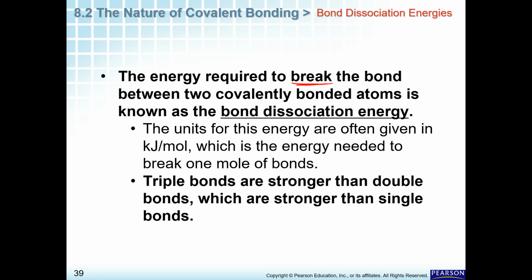Typically, this energy is given in something called kilojoules per mole, or the energy needed to break 1 mole of bonds. I am going to star this because this is something that you'll need to know for your test and for your Schoology. Triple bonds are going to be stronger than double bonds. It takes a lot more energy to break those bonds. And then double bonds are going to be stronger than single bonds. So again, single bonds are going to be the least amount of energy needed to break it, while triple bonds are going to require the most energy.